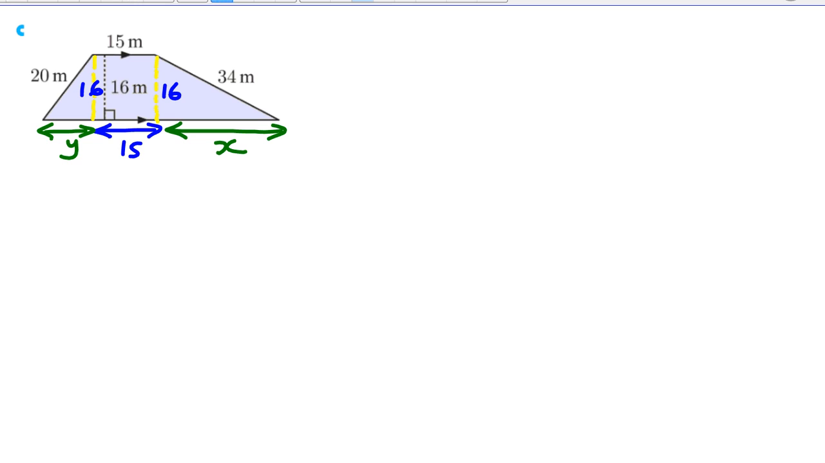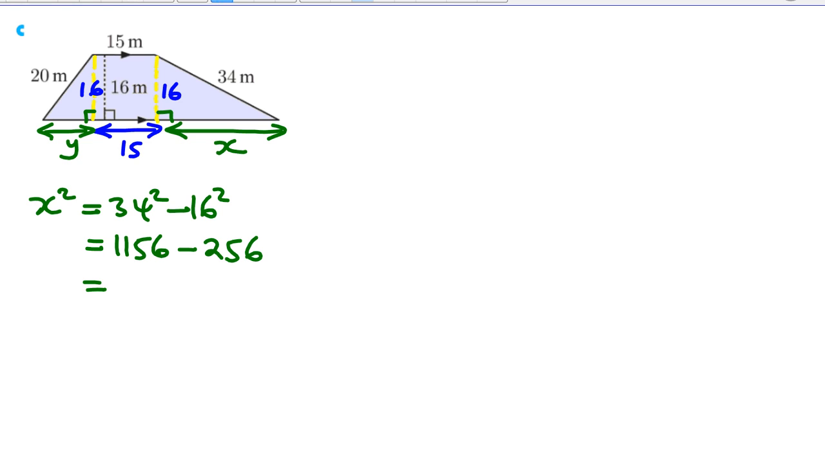So what I'm going to do is try and apply Pythagoras theorem to find the missing lengths. So I'll start with x. X is a shorter side. Remember, this is 90 degrees. So x squared will be equal to 34 squared minus 16 squared, which is 1156 minus 256. That will give me 900. So x will be the square root of 900, which will be 30.